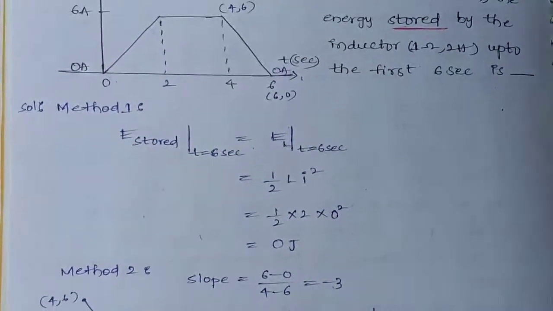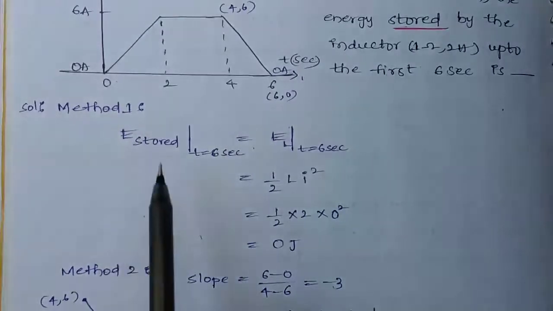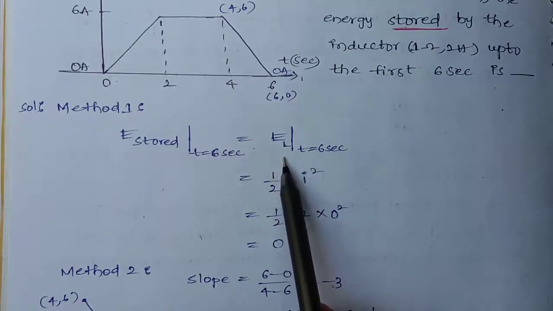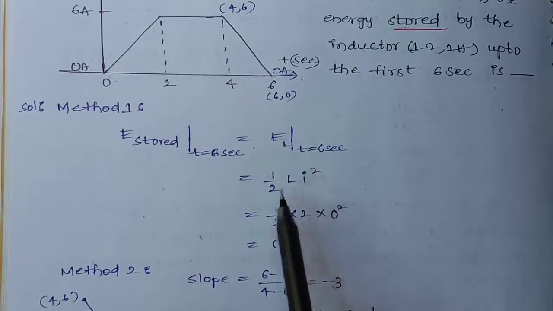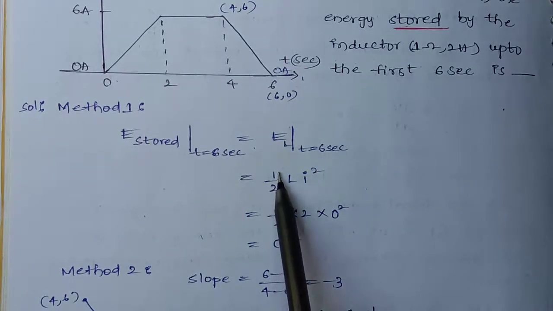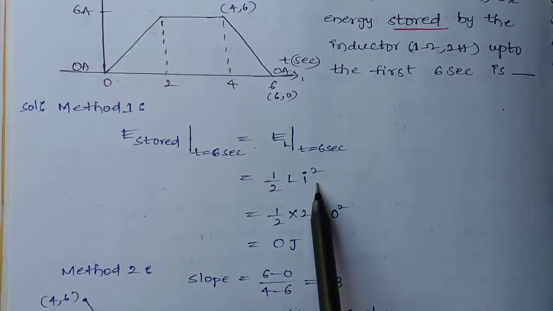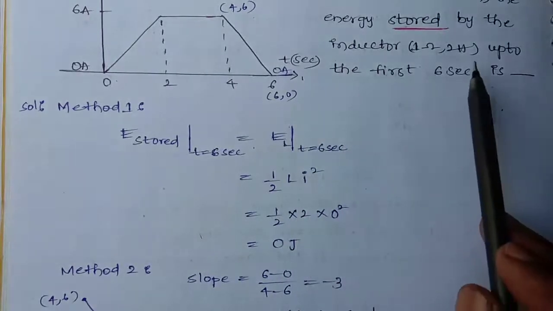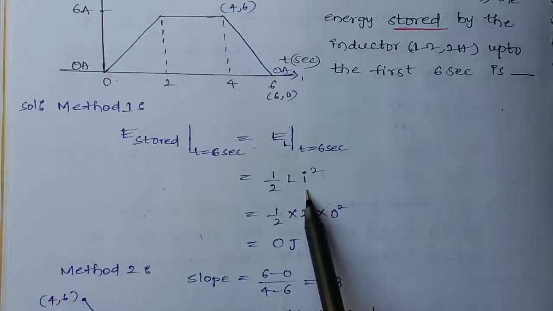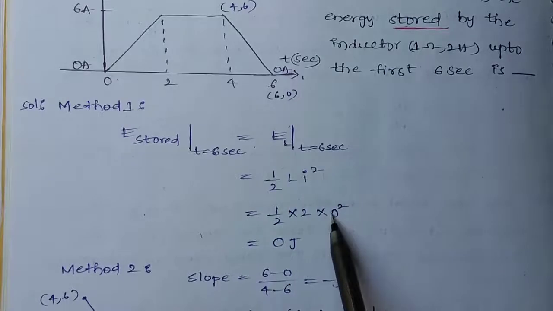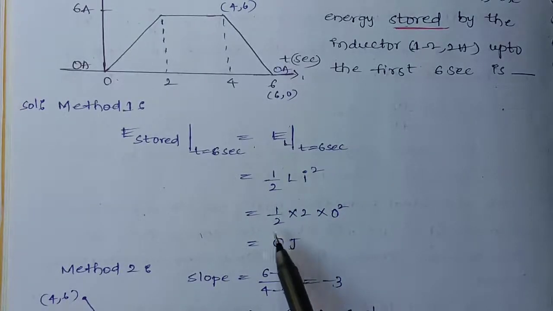In this method, the energy stored by the ideal inductance part, I am considering as EL up to t equal to 6 seconds. The energy formula is half into L i square. This is the energy stored in the inductor. Half into the inductance, which is 2 Henry, and the current is 0 amperes at 6 seconds. So 0 square, we will get 0 joules of energy, right?